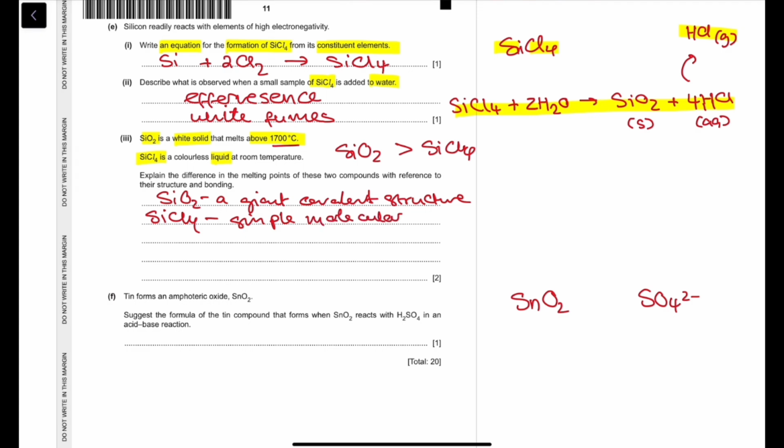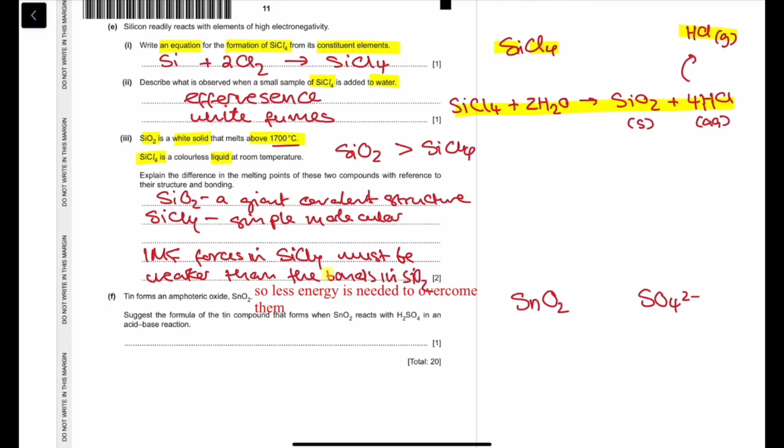Now, what this means is the IMF forces in SiCl4 must be a lot weaker than the bonds in SiO2. Now be careful because it's the bonds in SiO2, because the many covalent bonds in SiO2 is what makes its melting point so high. However, in SiCl4, it's the intermolecular forces that play the role.